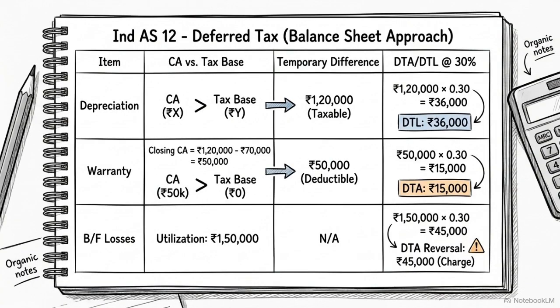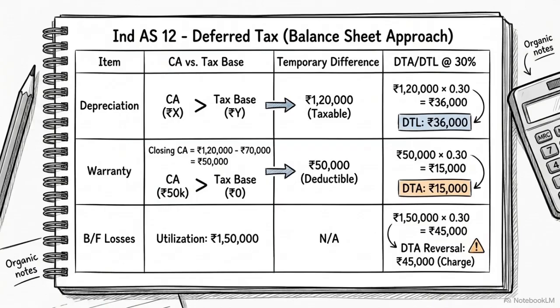This matrix identifies the temporary differences between the carrying amount of assets and liabilities and their respective tax bases. Looking at depreciation, the accelerated tax deduction results in a tax base that is 1,20,000 rupees lower than the carrying amount. This is a taxable temporary difference, resulting in a deferred tax liability of 36,000 rupees.